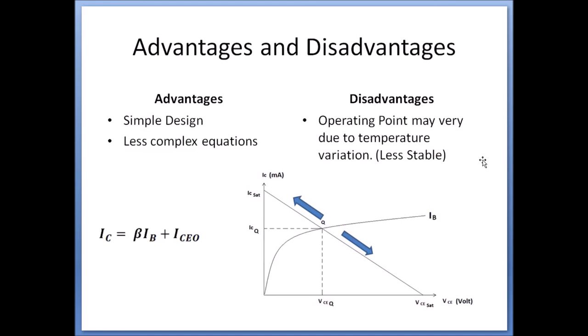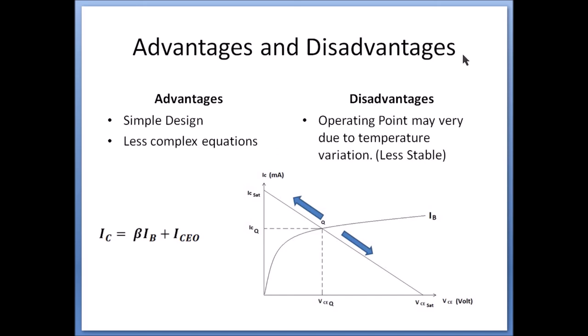Now let us see what are the advantages and disadvantages of fixed bias circuit. The advantage is the design is very simple. The circuit design is very simple as very few components are used. And due to the fewer components, the equations are also less complex. So these are the two advantages of fixed bias circuit.